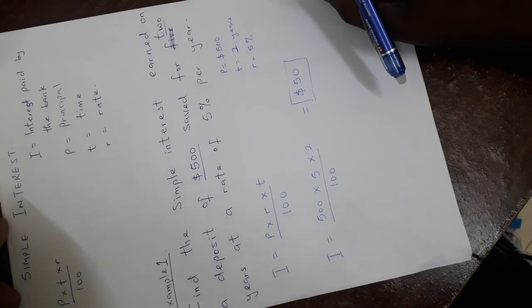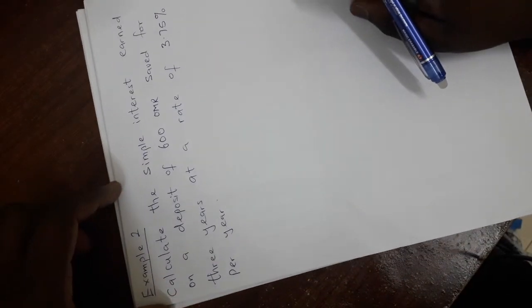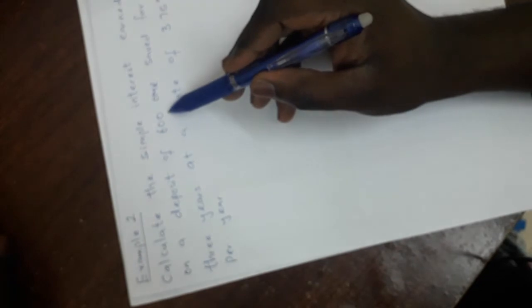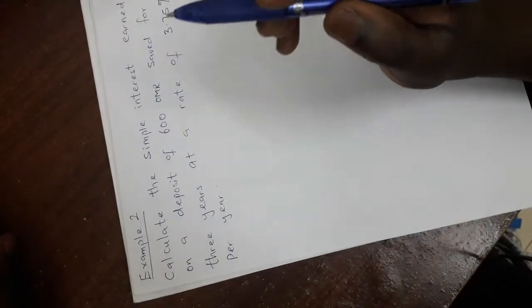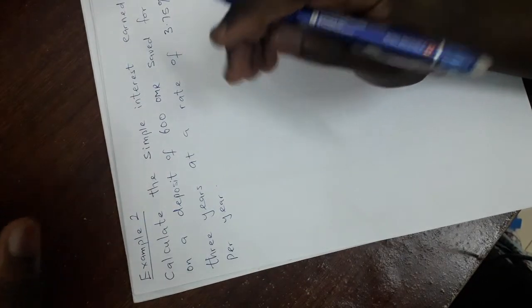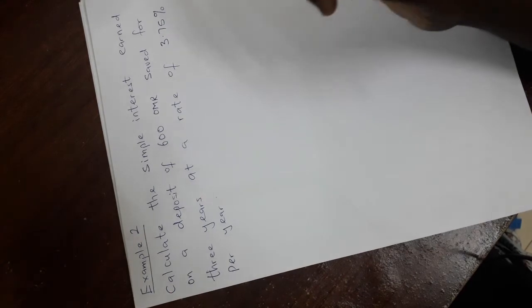Okay, let us take another example to further explain this simple interest. Calculate the simple interest earned on a deposit of 600 Omani Riyal saved for 3 years at a rate of 3.75% per year. Okay, how do we calculate this? What is the principal? You can pause this video, try to solve this problem on your own using the formula that you know, and then come back to check if your answers are correct.